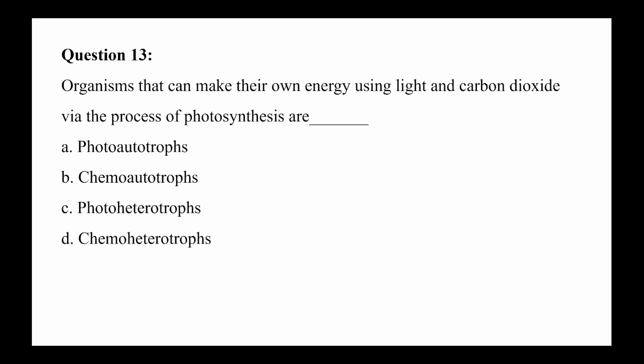Moving on to the next question, question number 13. Organisms that can make their own energy using light and carbon dioxide by the process of photosynthesis are called: option A, photoautotrophs, option B, chemoautotrophs, option C, photoheterotrophs, option D, chemoheterotrophs.